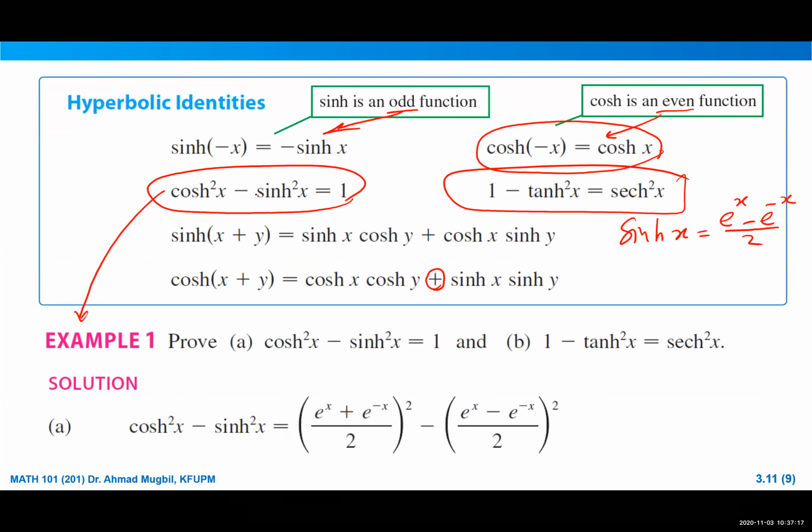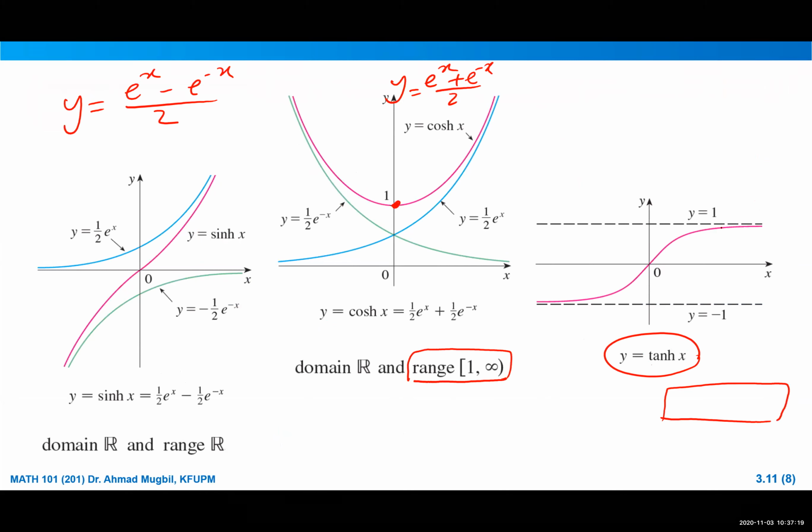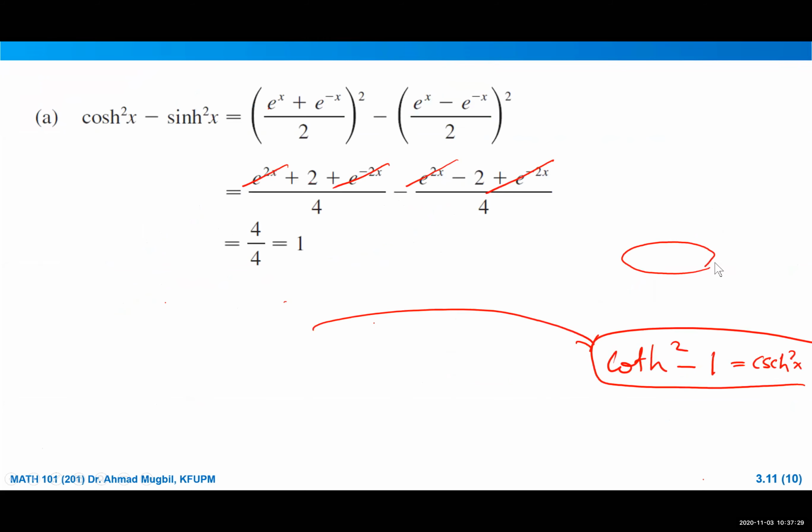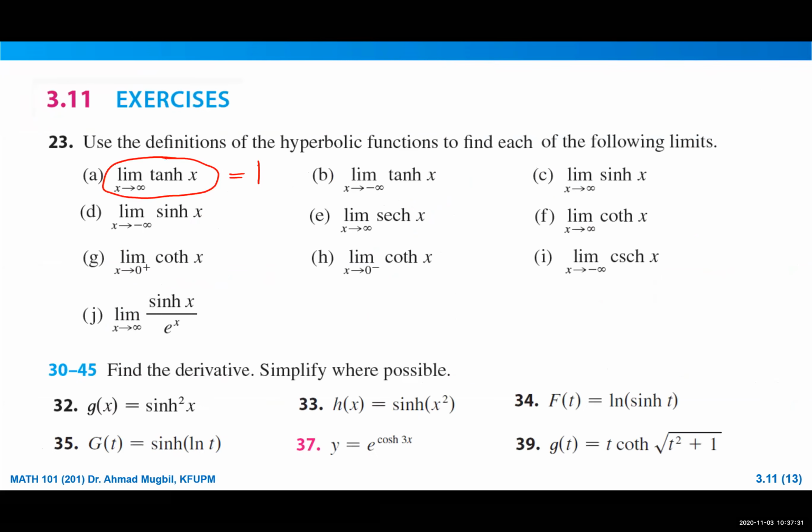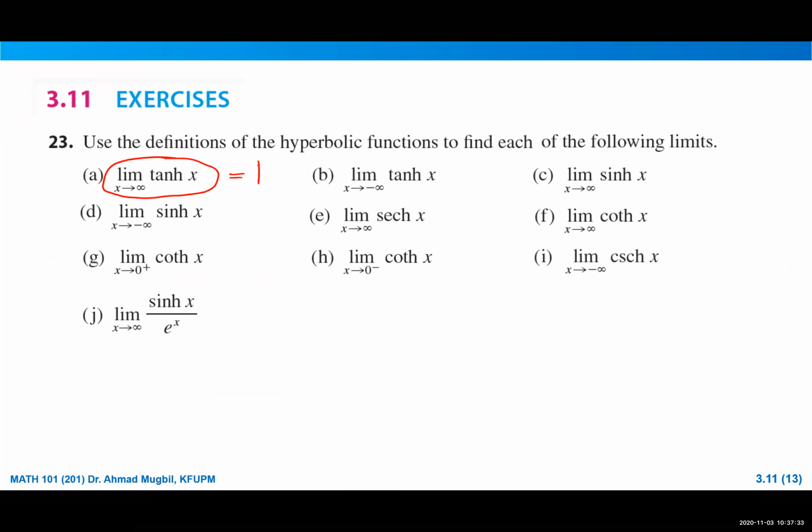Do you remember the graph of tan hyperbolic? Here it is. When x goes to infinity, it approaches 1. And when x goes to negative infinity, it approaches negative 1. But you can prove it algebraically, by the way, not only from the graph. Assume that you don't know the graph, or you forgot how it looks. You can prove it algebraically. How? This will be the limit.